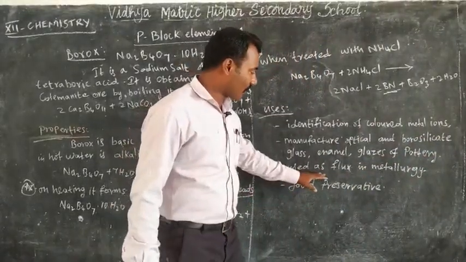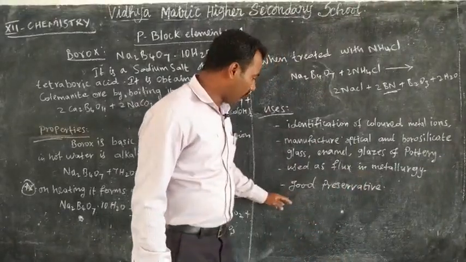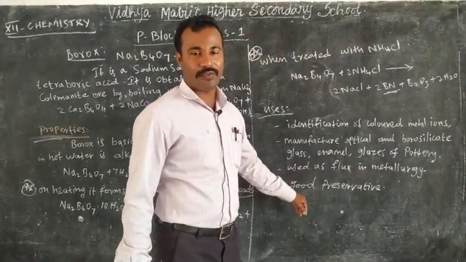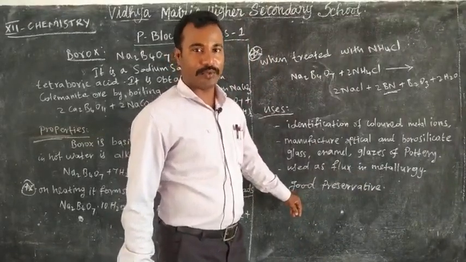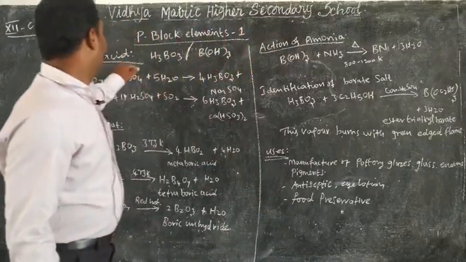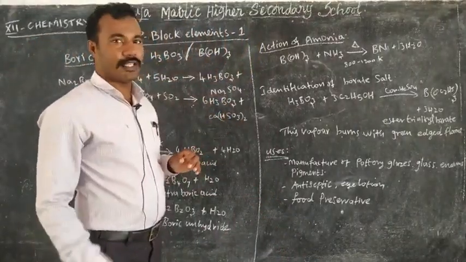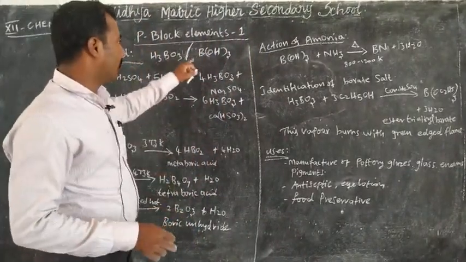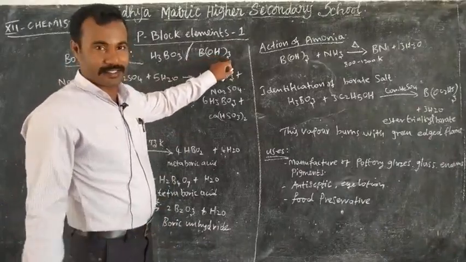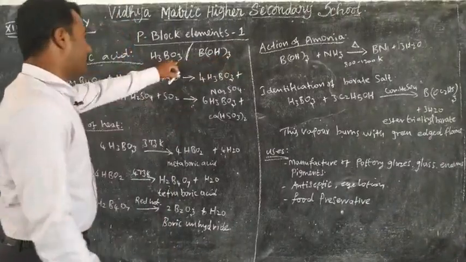Then it is used as flux in metallurgy, and it is a good preservative. Borax is one of the good preservatives. Next one, boric acid. Boric acid formula H3BO3, or B(OH)3. That is the boric acid formula.